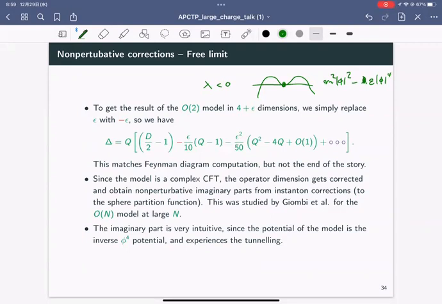Anyway, to get to 4 plus epsilon dimensions, just replace epsilon with minus epsilon in the previous result, and you get this one. And this, of course, matches the Feynman diagram computation, but because it's a complex CFT, the operator dimension gets corrected and obtains non-perturbative imaginary parts from instanton corrections. You can tunnel away, so that's why you get non-perturbative corrections. And this was studied by John Cardy et al. for the O(N) model at large N. So this I'm going to explain.